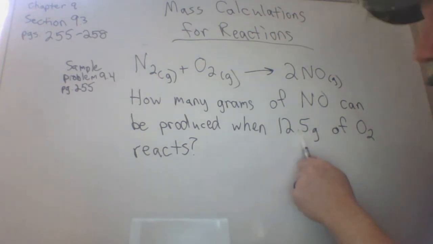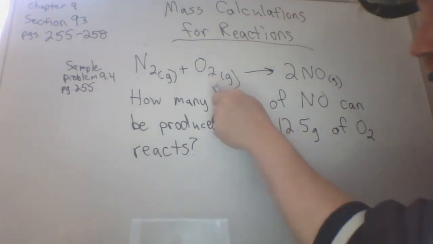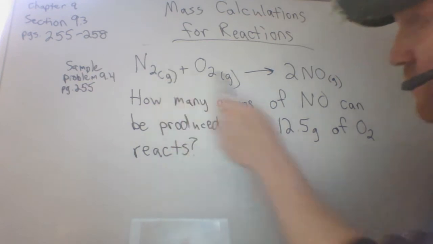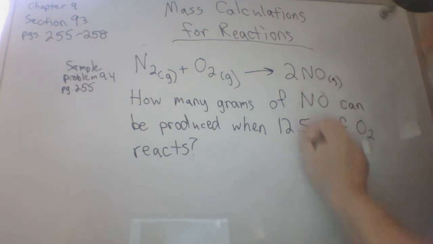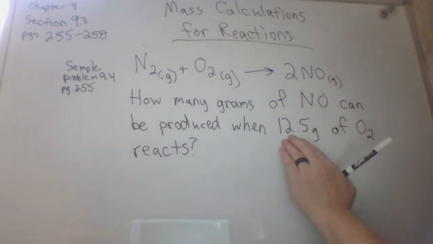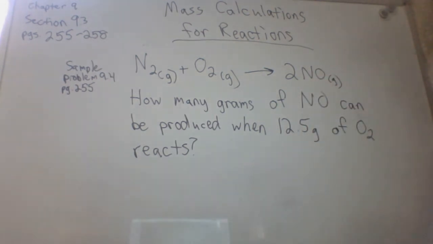If we react 12.5 grams of oxygen with plenty of nitrogen, how many grams of nitrogen oxide could we make when we react 12.5 grams of oxygen? Let's find out. We're going to start with our initial measurement.